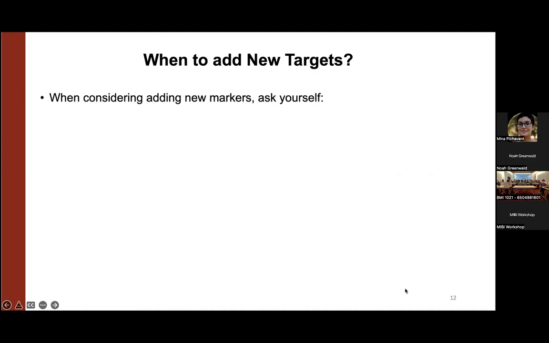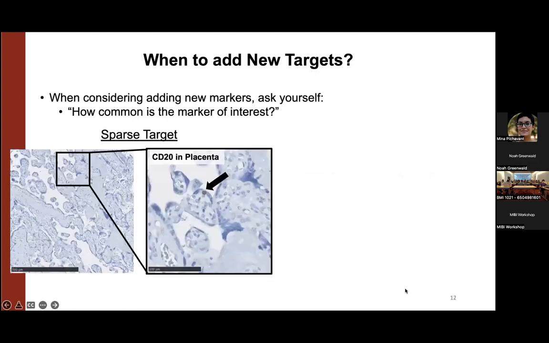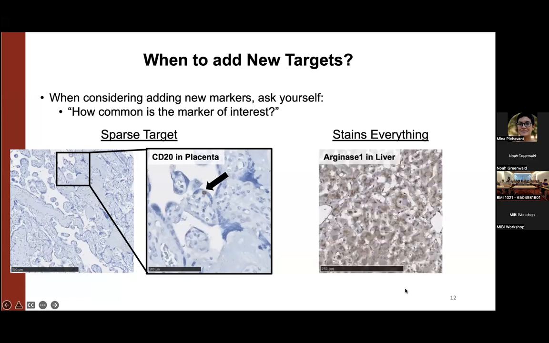In addition, when considering adding new markers, you should ask yourself, how common is the marker of interest? For example, you could be looking at a marker that may be really interesting in a different tissue context, such as CD20 for B cells. However, if you're trying to look at it at the maternal fetal interface in placenta, B cells are not very common there. You can see here there's one cell, and that was pretty surprising to us. And of course, this can happen in a lot of other contexts too. So just pick your markers carefully based on your specific project and tissue of interest.